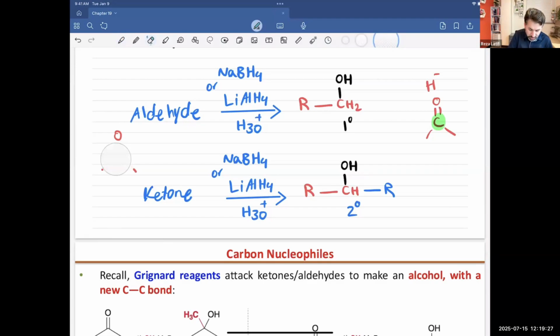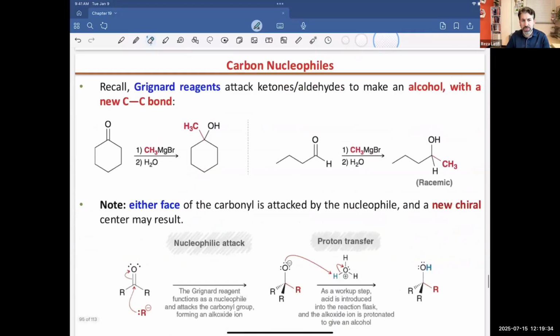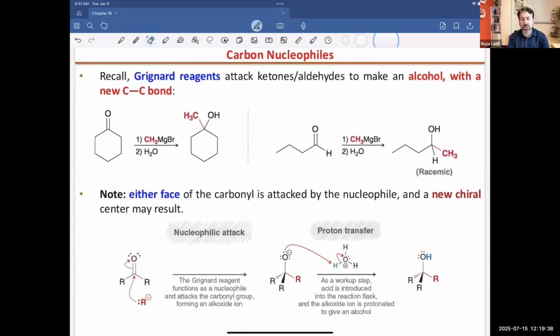What will happen if I use a nucleophile that is bringing carbon with it? One example is the Grignard reagent. We know a Grignard reagent can bring an alkyl or aryl group with it. So that means we can change the length of the molecule by adding new sigma bonds to it. Now, it depends on what you start with. The order of the alcohol that you will get will be different. If you start with an aldehyde, it will give you a secondary alcohol. And if you start with a ketone, you're going to get a tertiary alcohol.